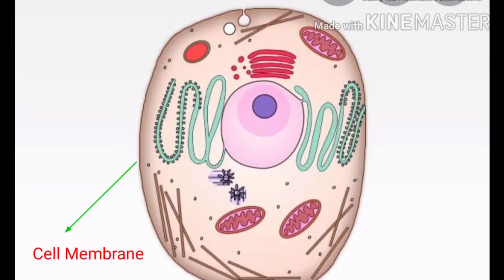So here the outer covering of the cell is known as the cell membrane. It is a covering membrane of the cell that protects the cell from foreign bodies such as bacteria and other things.